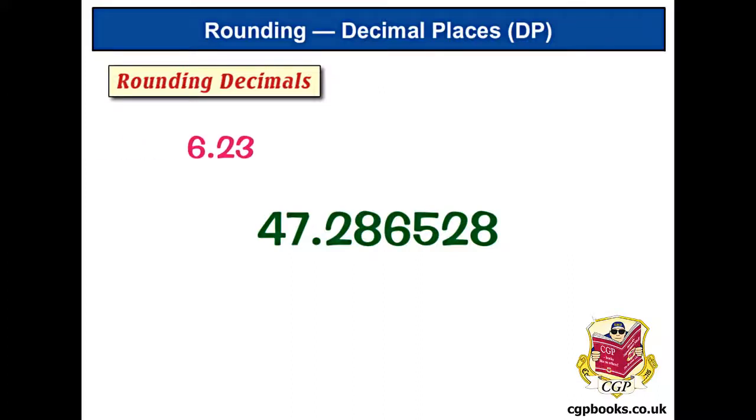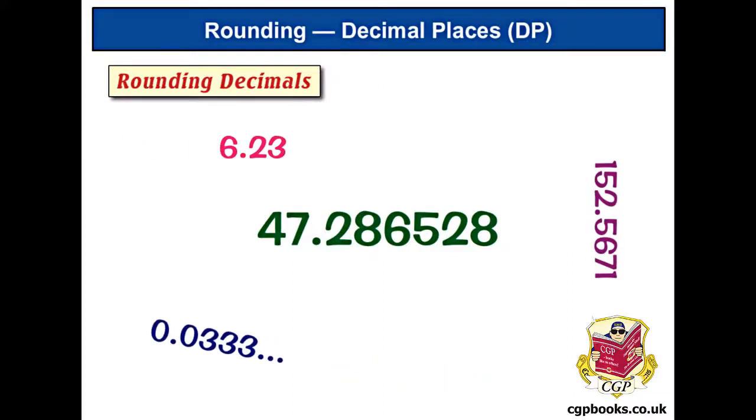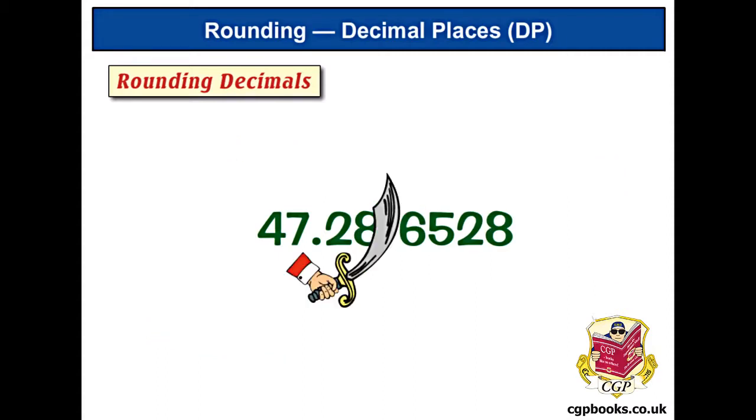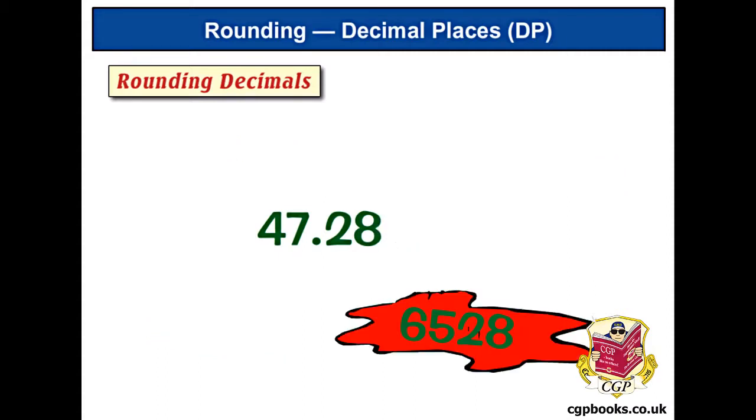Decimals, like these, can be rounded to a smaller number of decimal places, which means getting rid of some of the digits after the decimal point. But you can't just chop them off without thinking about it. Ouch. No, I'm afraid there are rules to follow, but do that and you'll get it right every time.